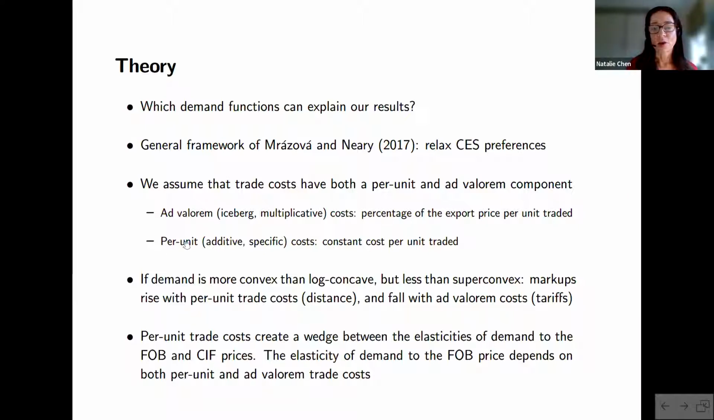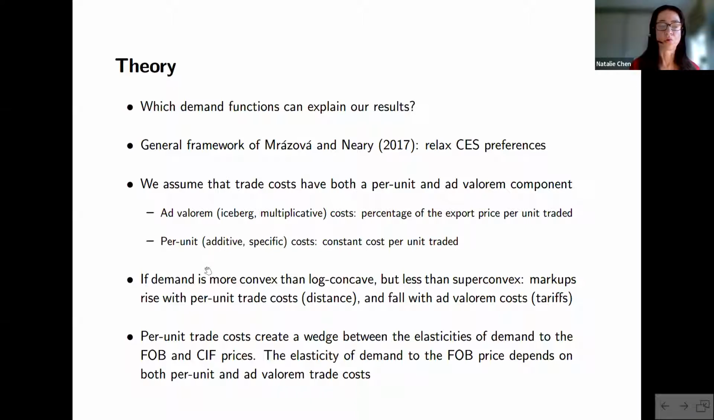Instead, the per unit cost is a constant cost per unit traded. So this could be, for instance, £10 per bottle of wine, and it's going to be the same cost whether the wine is expensive or cheap. So it's not going to vary depending on the export price of the unit that is being traded. So we extend this framework by assuming that we have two different types of trade costs.